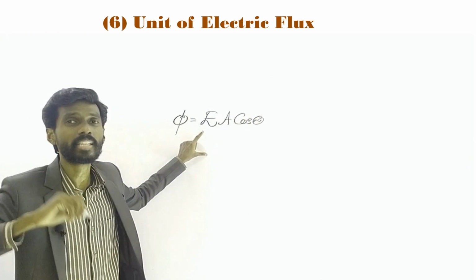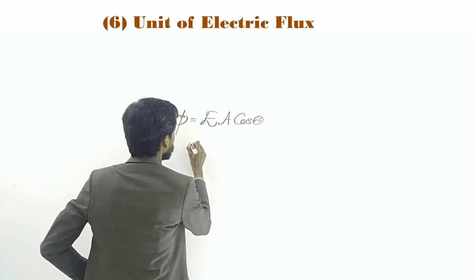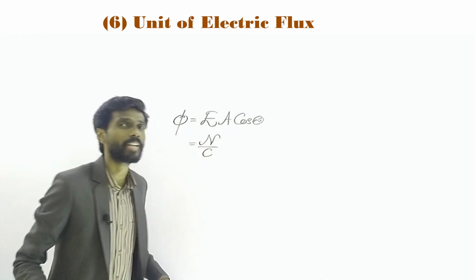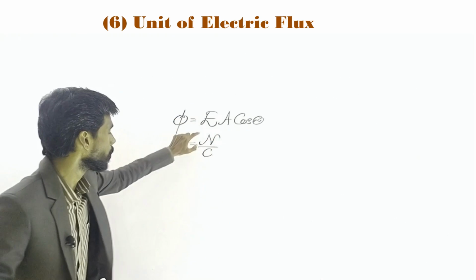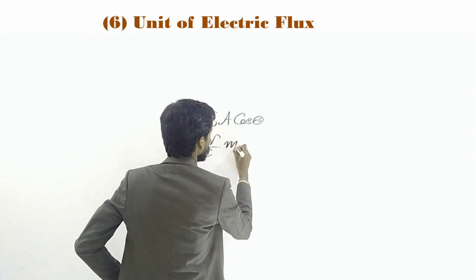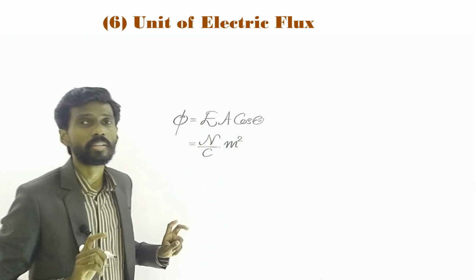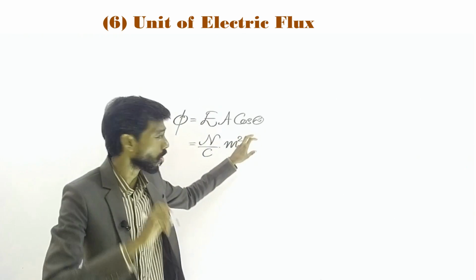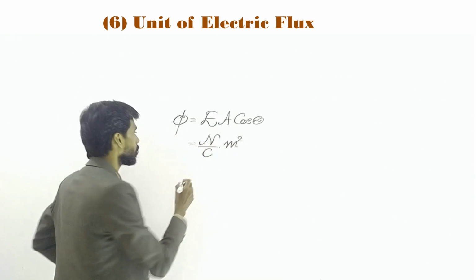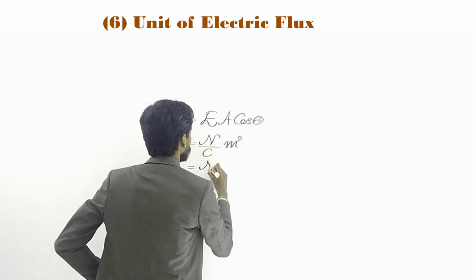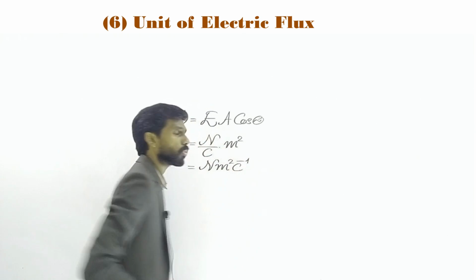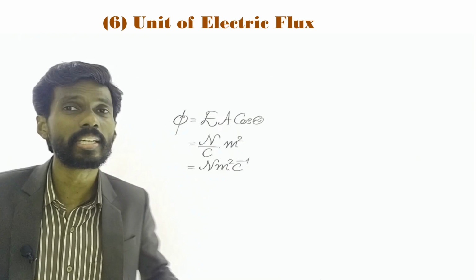Now E is the electric field, which has the unit Newton per Coulomb, that is force divided by charge. Area has the unit meter squared, and cos theta has no unit, it is a pure number. So the unit is Newton per Coulomb times meter squared. That is Newton meter squared Coulomb to the power minus 1. So that is the unit of electric flux.